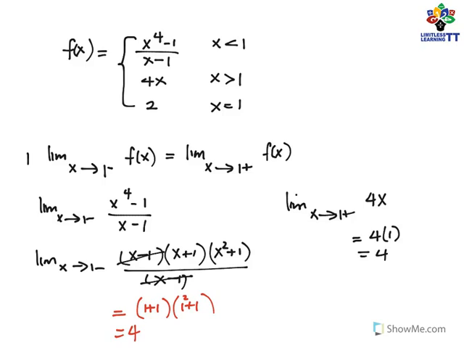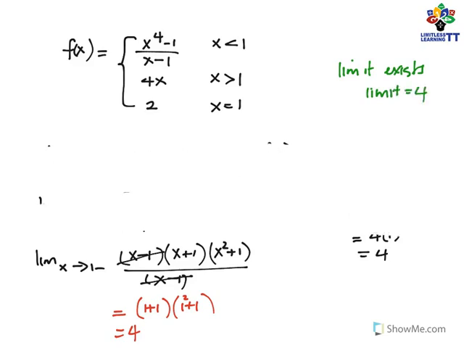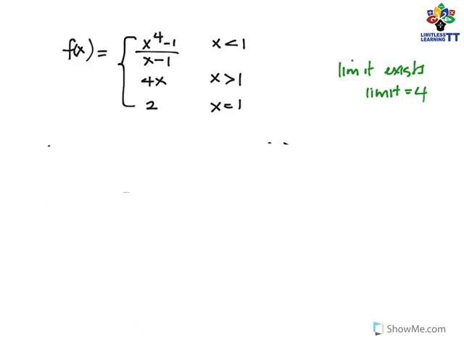Great. Part 2 asks to find out whether f is continuous at x equal to 1. So I just want to put in here my limit exists and my limit is equal to 4. Okay, so we're going to keep that in mind for our next part, which is asking to find out whether it is continuous or not.